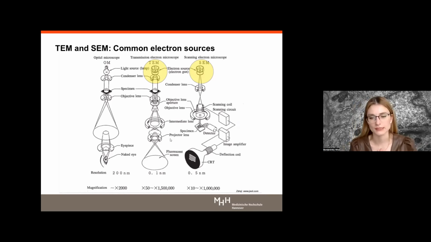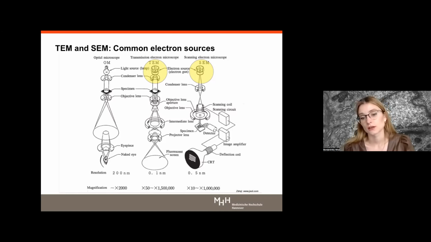For the TEM and SEM, we use a beam of electrons. It's very critical and important information. While during optical microscopy, we usually use light, and we can record it and analyze it with our eyes. I mean, this is the information that we obtain from the optical microscopes.